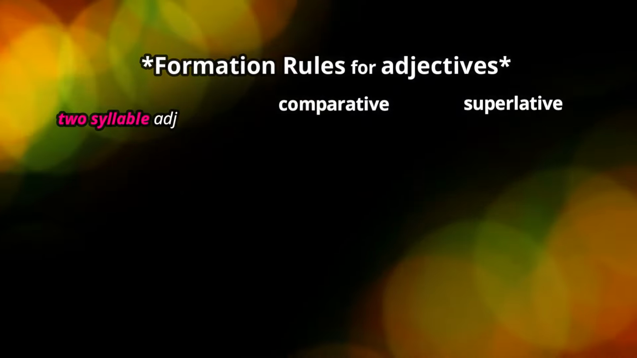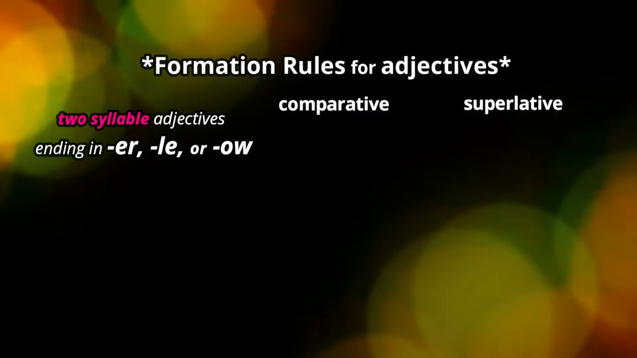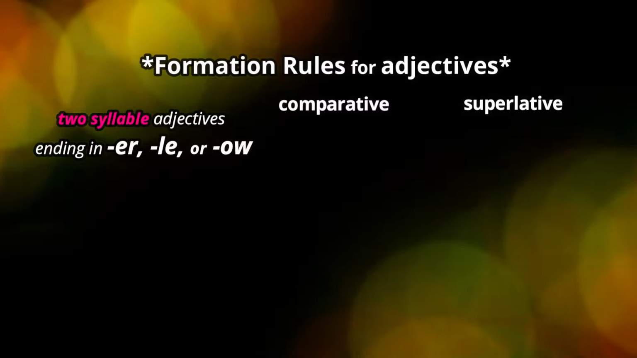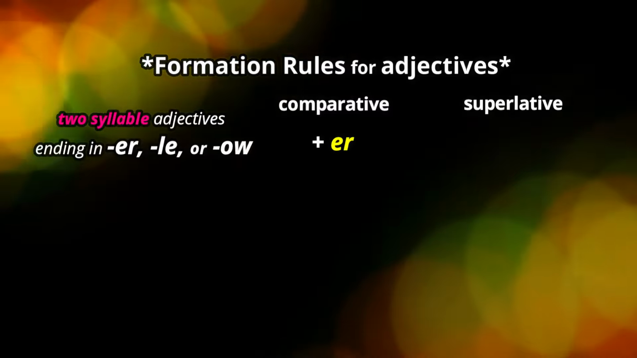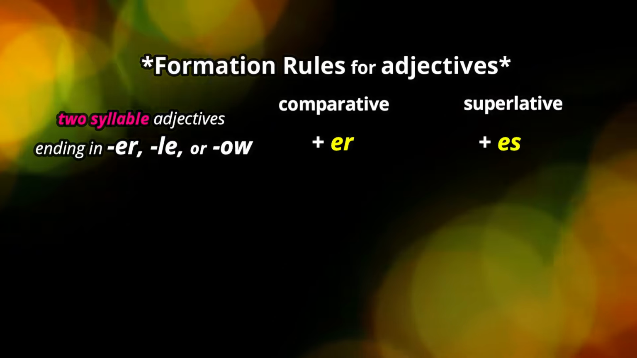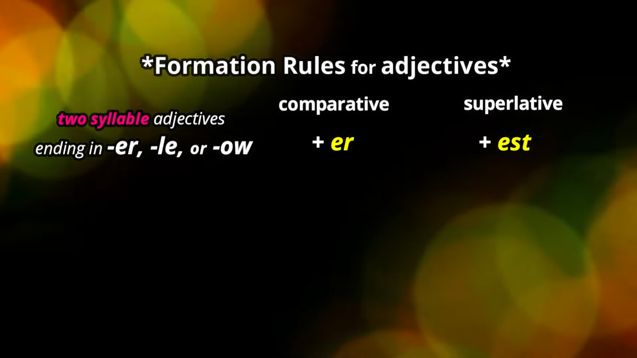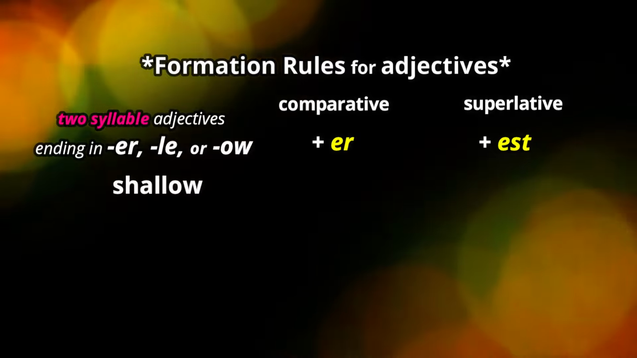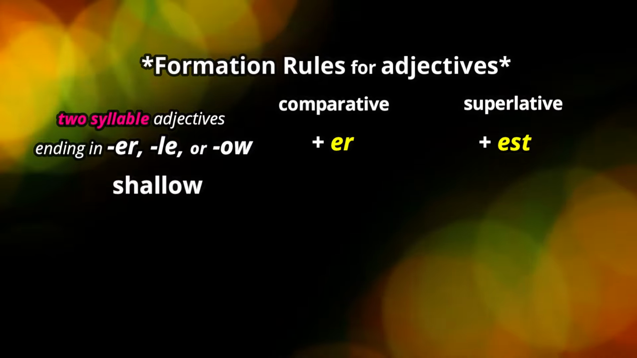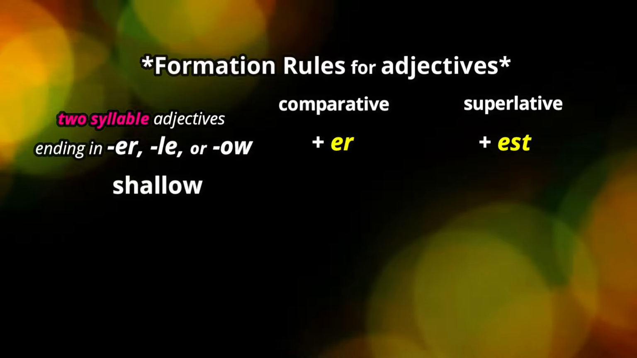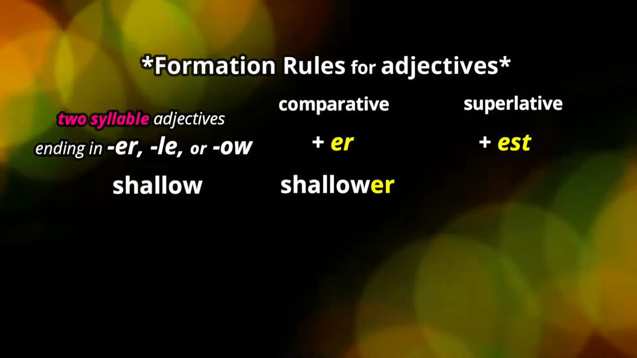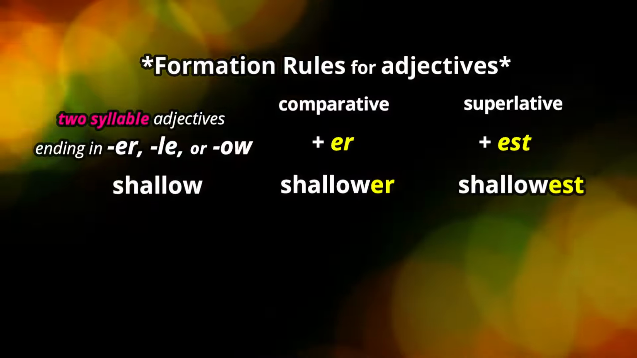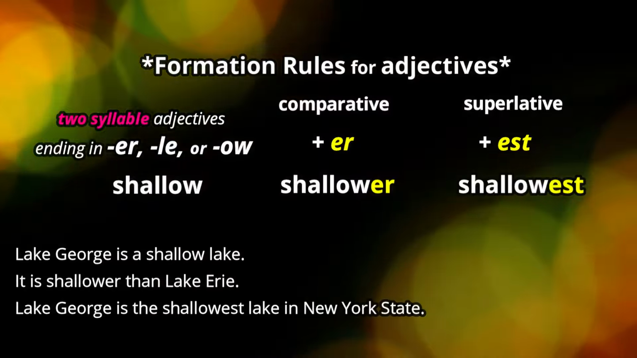Okay, for two-syllable adjectives ending in ER, LE, or OW, just add ER to form the comparative and EST to form the superlative forms. All right, so we have the adjective shallow, which ends in OW. The comparative is shallower, and the superlative is shallowest. All right, and let's look at our examples.